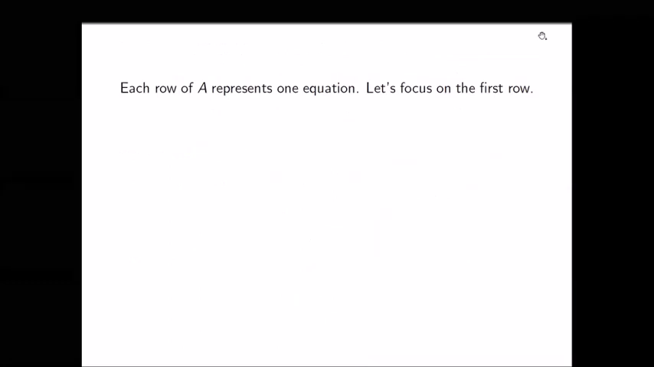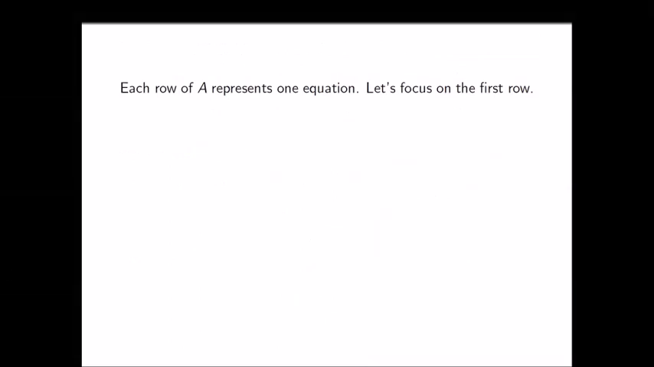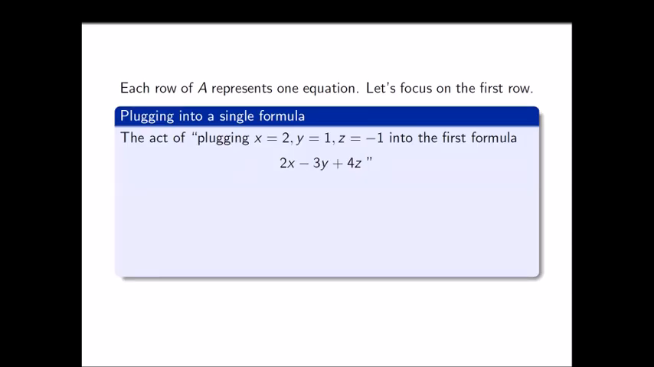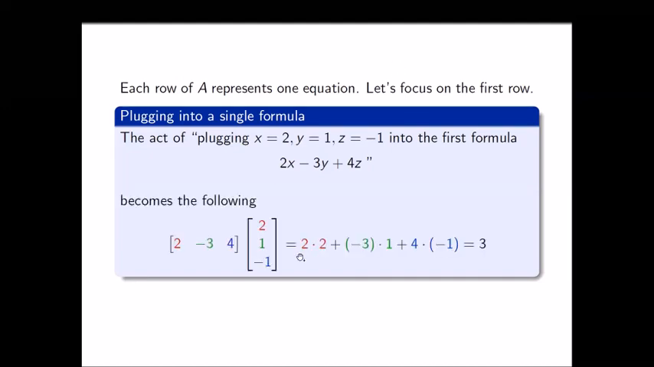Each row of the coefficient matrix A represents one equation. Let's focus on the first row. So when we originally learned how to verify a solution to a linear system, we would take values of x, y, and z, and we would plug them in each equation. And if they actually satisfied the equation, then they would be a solution for the system. Now, this act of plugging values of x, y, and z into, let's say, the first equation is equivalent to this middle expression in the series of equalities.